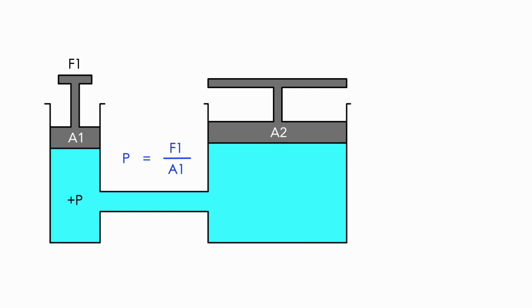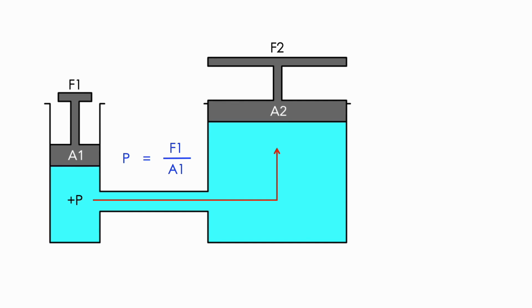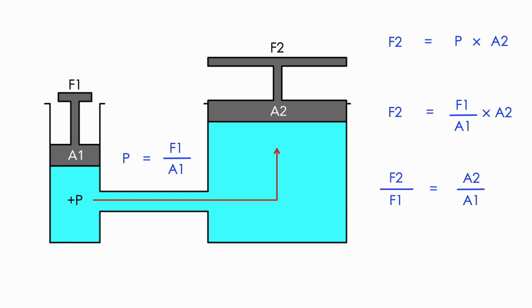According to Pascal's law, this increase in pressure is transmitted to the larger piston and results in an output force F2 on the larger piston. Since pressure is equal to force upon area, the force F2 would be equal to the pressure P multiplied by the area A2. When we replace the value of P, we get the equation F2 is equal to F1 upon A1 multiplied by A2. In simplified form, this equation becomes F2 upon F1 equals A2 upon A1.